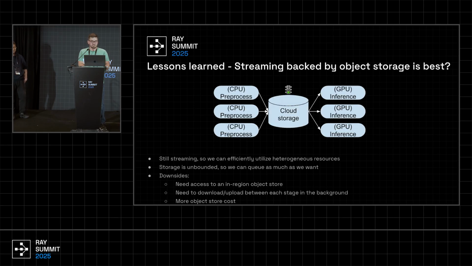So another lesson learned is that maybe streaming to object storage or cloud storage is a much better way to do this. Instead of what other frameworks do, or what Xenna does at the moment, where we store intermediate outputs in memory, we should probably be storing them to cloud storage. And so you can still do the streaming thing where you get good utilization of heterogeneous resources, but cloud storage is essentially unbounded, so you don't have all these queuing and balancing issues.